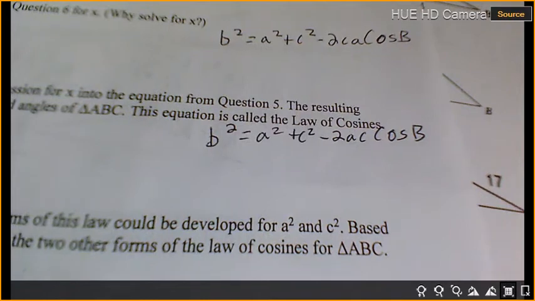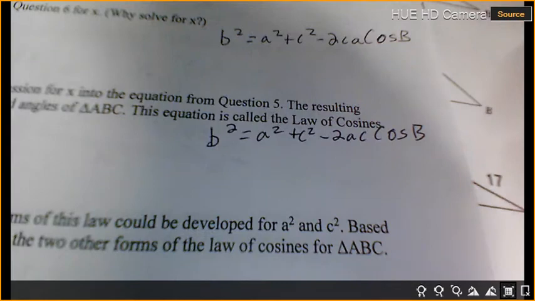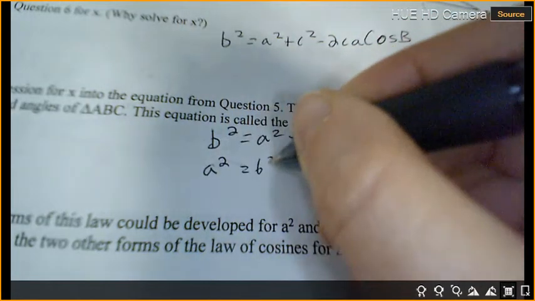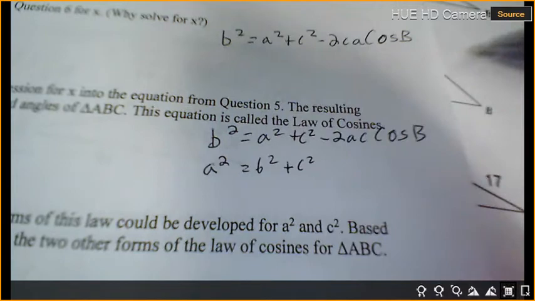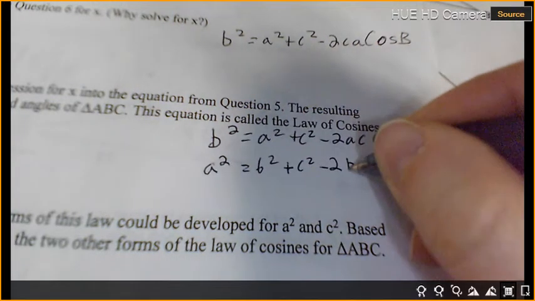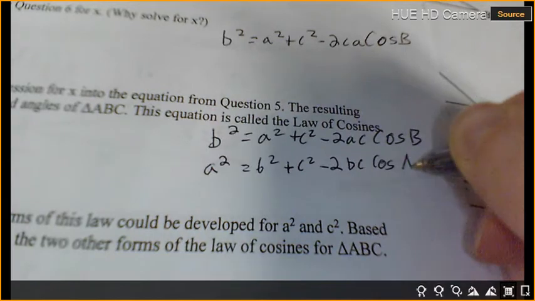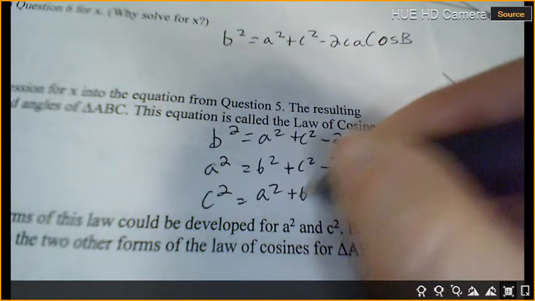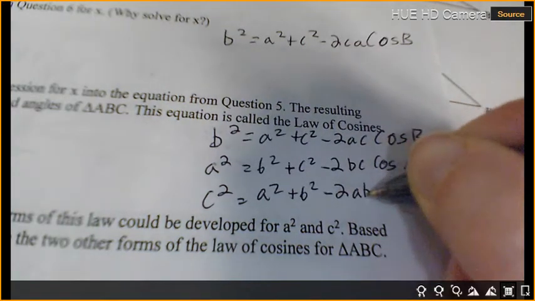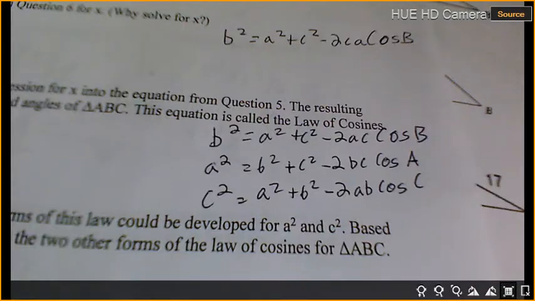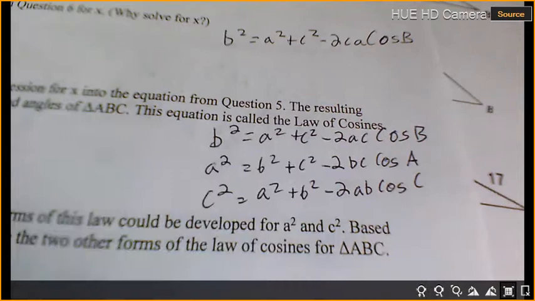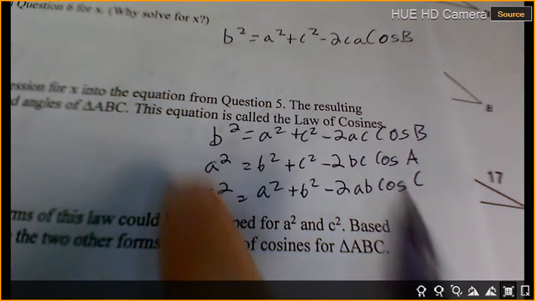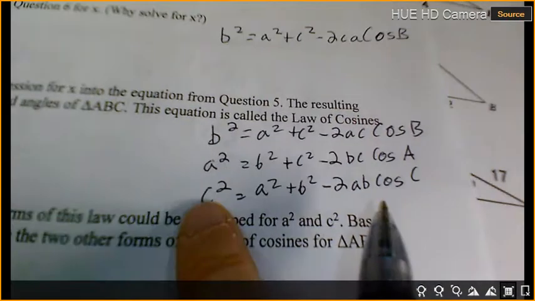Okay. There are 3 other equations which we are not going to find, but I'm just going to tell you what they are. We have a squared equals b squared plus c squared minus 2bc cosine a. And c squared equals a squared plus b squared minus 2ab cosine c. How do you know when you use different? So if you're looking for a, you'd use a squared. If you're looking for side b, you use b squared. If you're looking for side c, you use c squared.